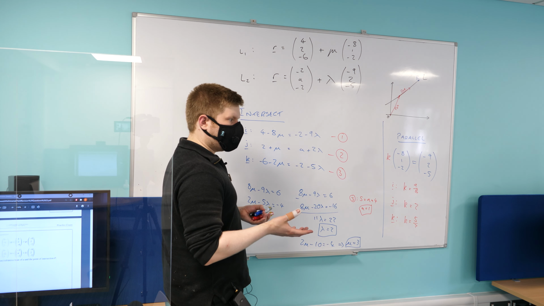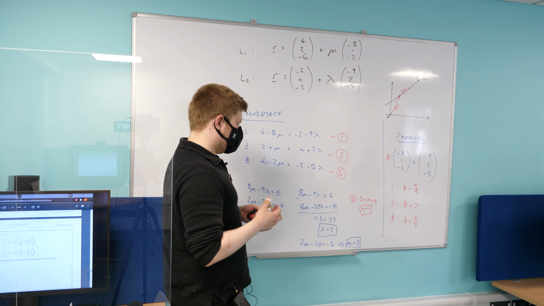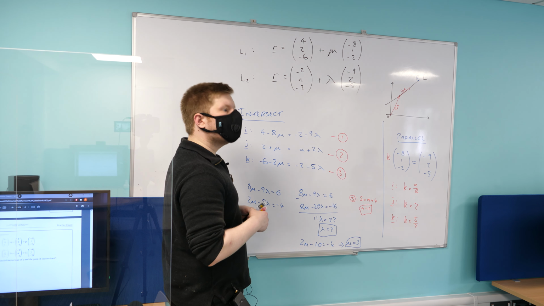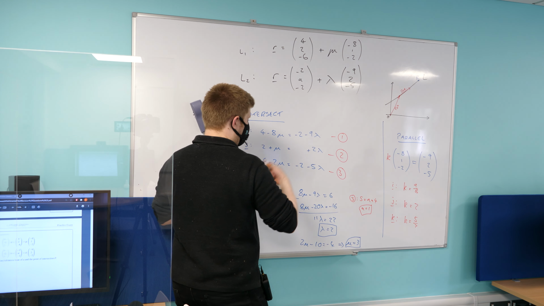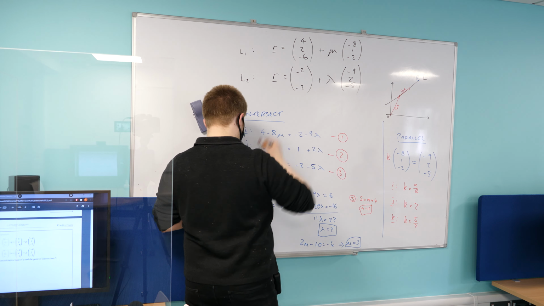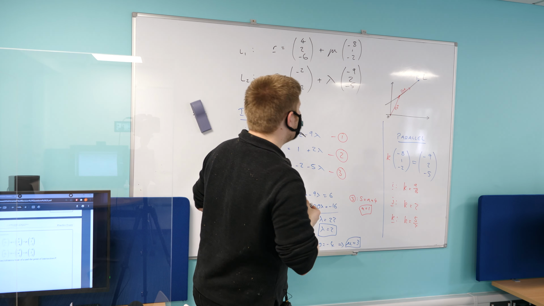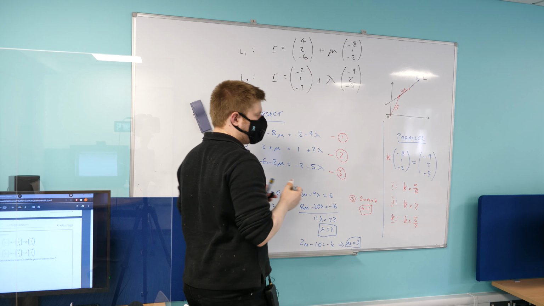Okay, so are we finished? No. Why not? We just found the A value, which is the first part. Exactly. So now we know that that value is 1. So I'm actually just going to replace that in there with 1, and I'm going to replace that in there with 1 as well. So the second part was actually to find this point of intersection.